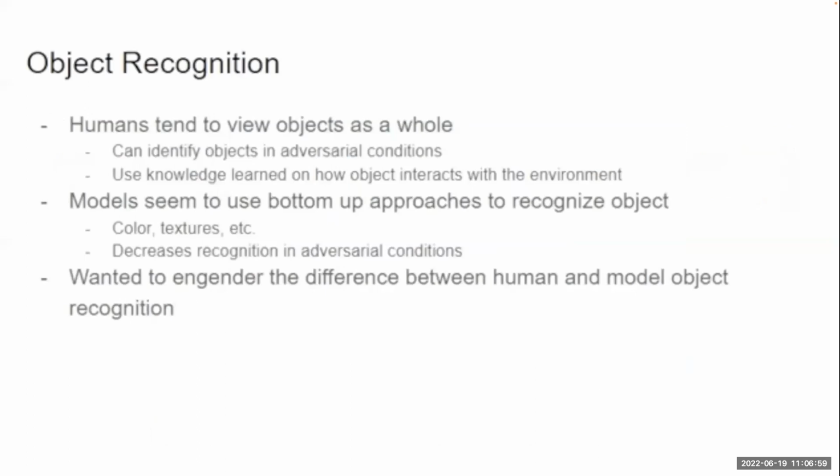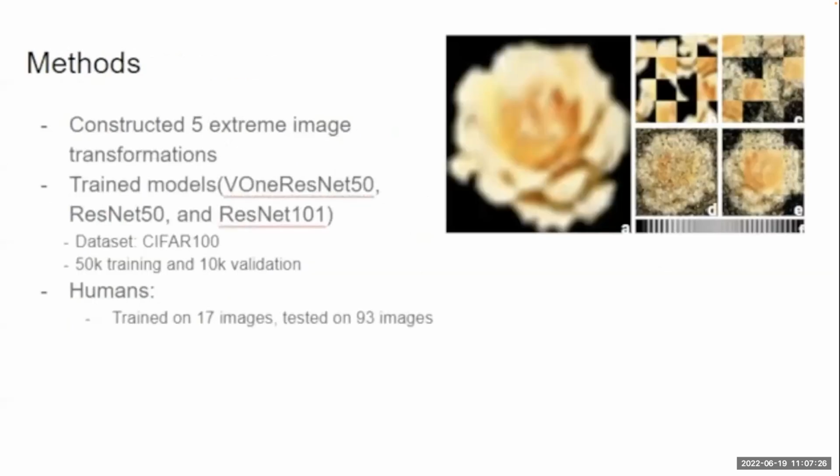Humans and neural networks seem to have differing ways of solving the object recognition problem. While humans tend to view objects as a whole and use knowledge on how the object interacts in the environment, allowing them to identify objects in adversarial conditions, neural networks seem to use a bottom-up approach, using things like contour and textures to identify objects, in turn decreasing their ability to recognize things under adversarial conditions. Thus, we wanted to view these differences between machines and humans.